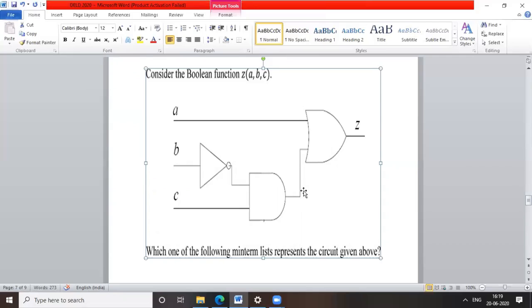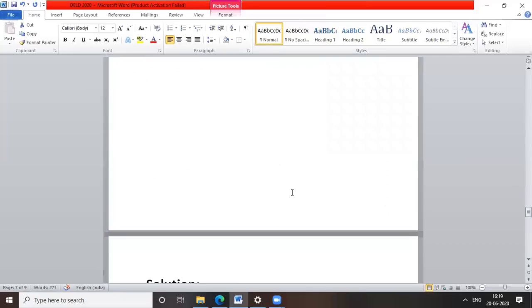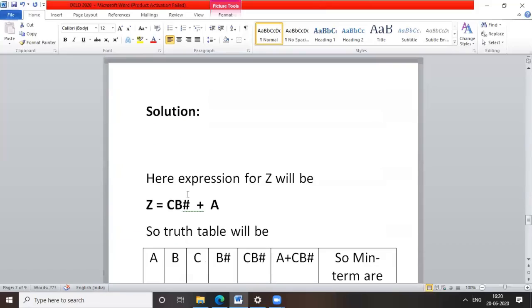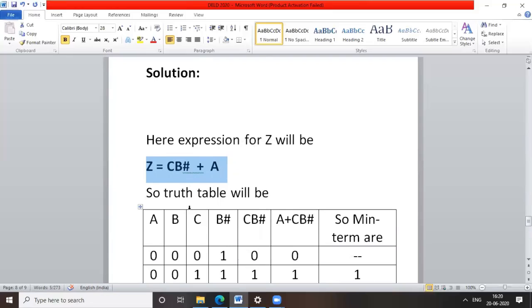So here we will use a truth table. In order to design the truth table, first of all, we will try to obtain a Boolean expression for this variable Z. From this circuit diagram, we can say that Z is equal to A, OR, then due to this NOT gate, B bar into C. So A plus B bar C. I can write that expression like this: Z is equal to C, then B hash. Understand that here hash means complement, bar. So C B bar plus A. This will be the Boolean expression for Z.